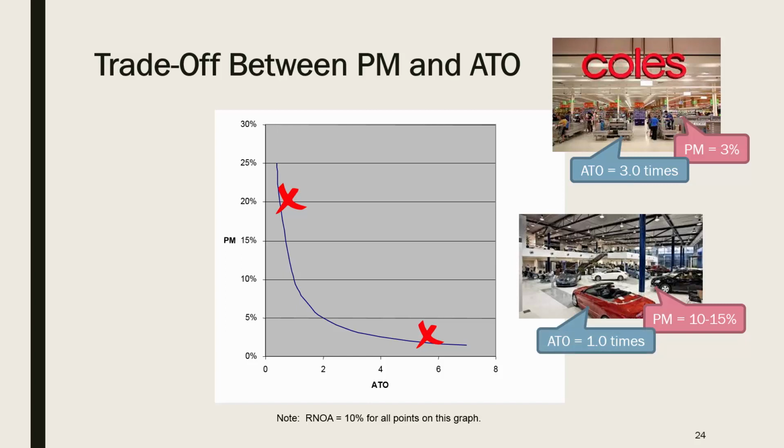In most businesses, there is a trade-off between profit margin and asset turnover. As a firm increases its profit margin, its asset turnover tends to decline. And as a firm increases its asset turnover, its profit margin tends to decline.